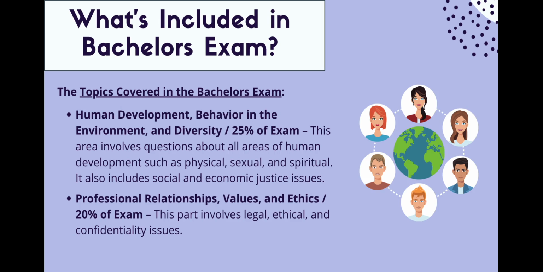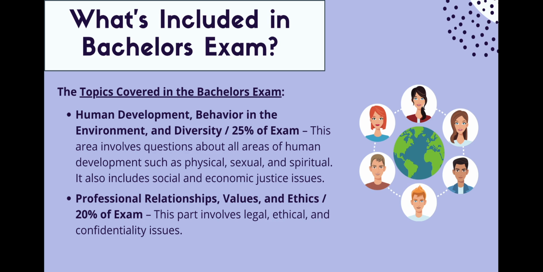The third section of the Bachelor's exam is around human development, behavior, environment, and diversity, representing 1/4 of the exam, 25%. So this area of the exam will include questions about all areas of human development, including physical, sexual, and spiritual development, and also includes social and economic justice issues in this section. Again, focused on that topic of diversity. About 25% of the exam is in this category for the Bachelor's ASWB.